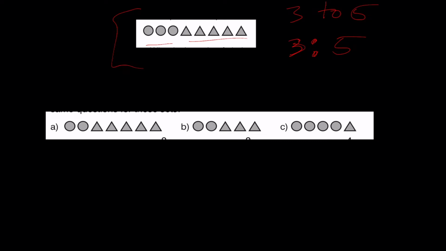So what is the ratio of circles to triangles? Well, circles are the 3 and triangles is the 5, right? The number of circles is what fraction of the number of triangles? If I'm going to write a fraction, it would be 3/5, so 3 of 5.